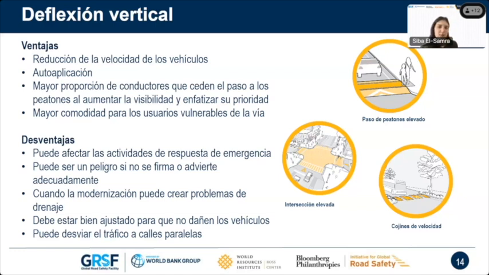These are usually also, when used in certain ways, like raised crosswalks or intersections, also give more priority and visibility to pedestrians. So that's another advantage for them. Now, on the other side, they do have some disadvantages.